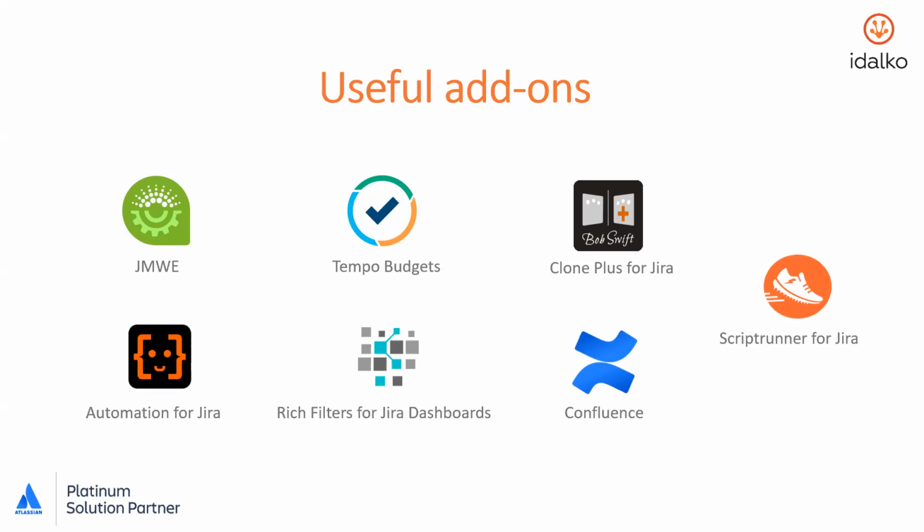Now, I wanted to ask if any of you already have been using these add-ons, or if you're running any of these add-ons. I know that Confluence isn't an add-on, but I included it in this use case as well. So what experience do you have with any of these add-ons? Does any of you perhaps use Tempo Budgets or even Rich Filters? You can unmute yourself, and we'd like to hear which ones you're using.